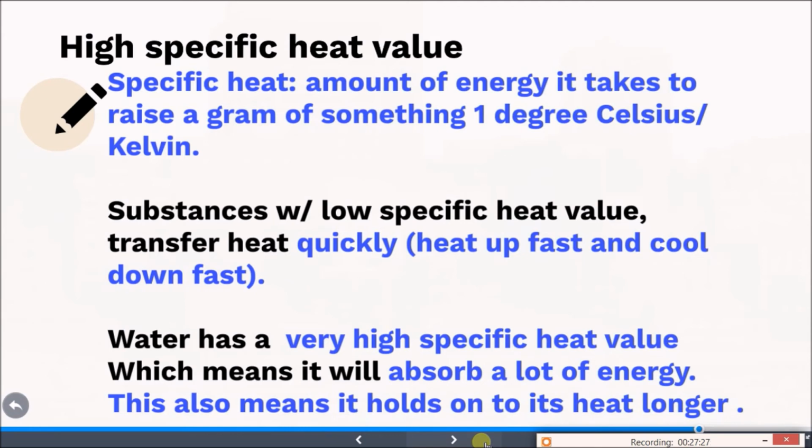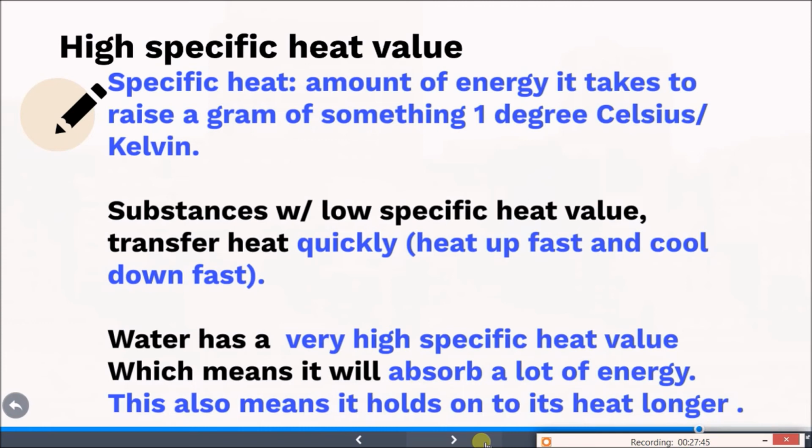Now, that second thing about high specific heat value that I want you to know is that substances with low specific heat value, so something with a low specific heat value, is going to transfer heat very quickly. So that blue word is all you're going to write here. So quickly, they heat up fast and they cool down fast.